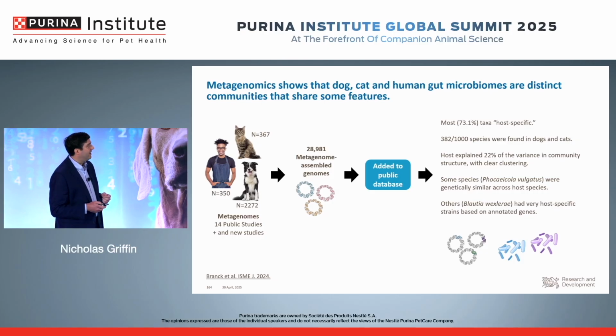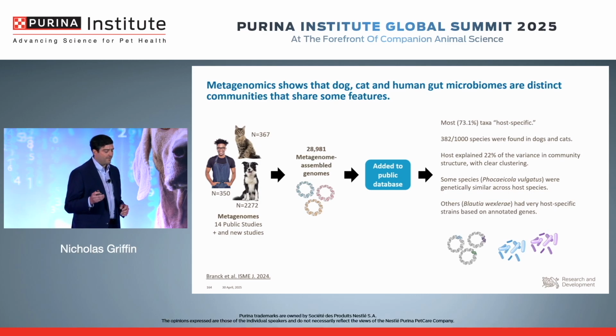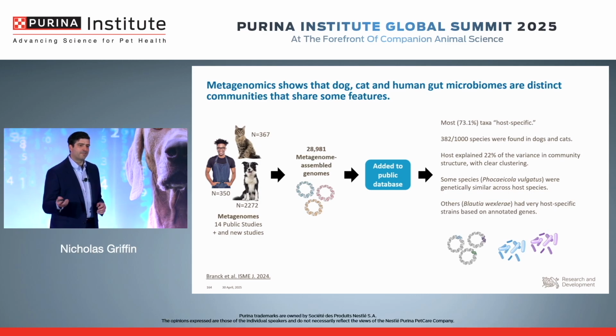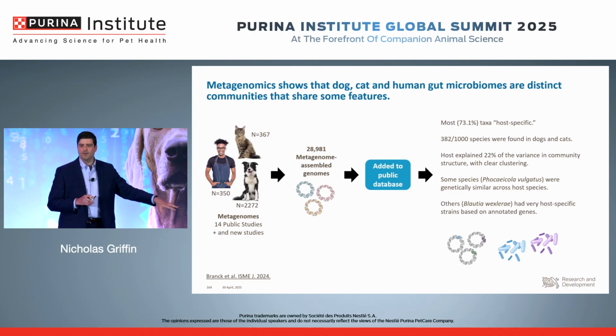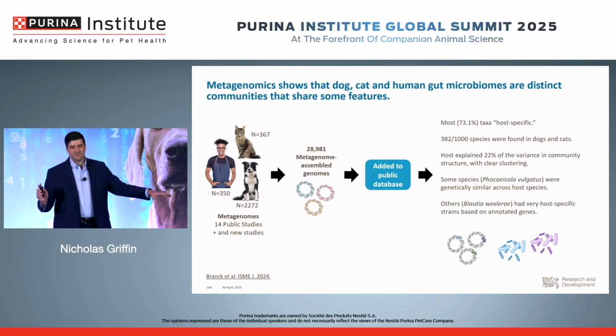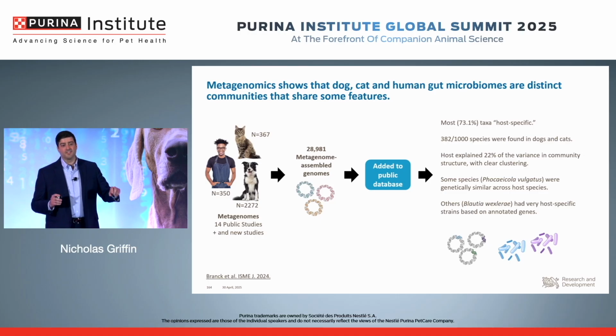So what they found was that 73% of the bacteria that they were able to identify were host-specific. They were only found in either cat, dog, or human. But I think the really interesting result here is that for the bacteria that they were able to identify that showed up in more than one host, there was a range of variability in how specific the strains of those bacteria were to the different hosts.